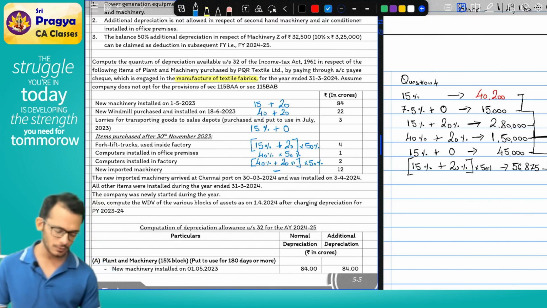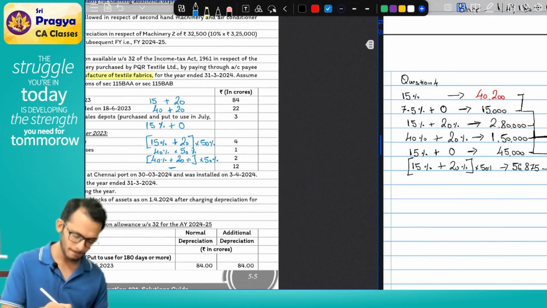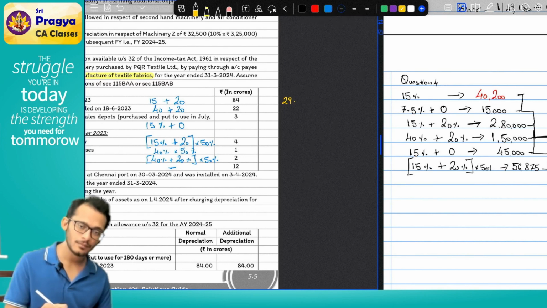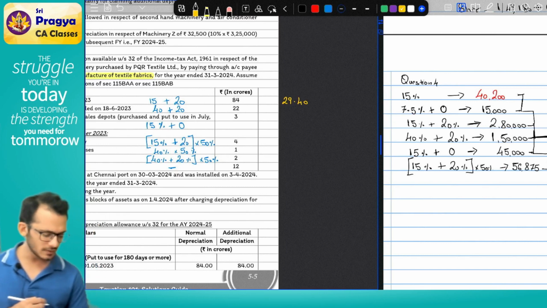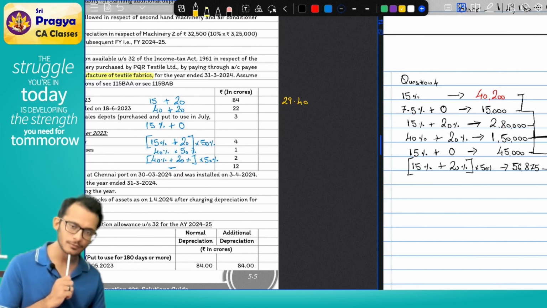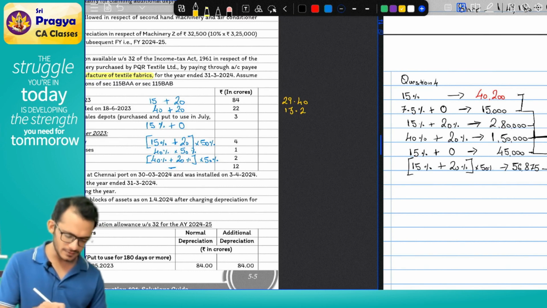After charging depreciation. Put out the numbers. 84 into 35%. 29.4. 22 into 60%. 13.2. 3 into 15%. 0.45.